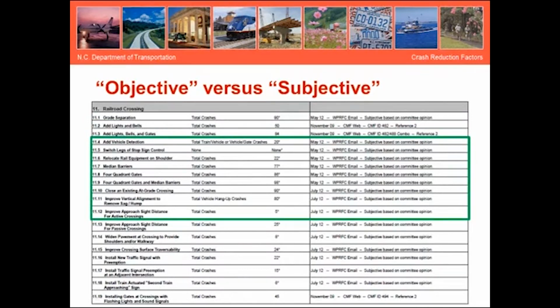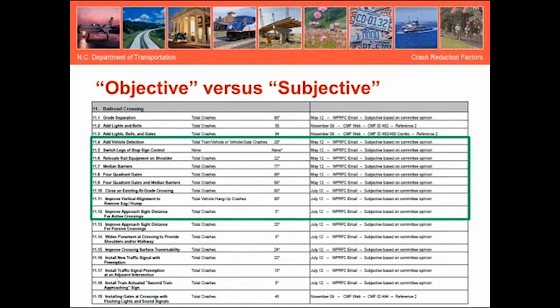And if you look at these next ones that I've highlighted, these all have a star beside them. These are what we call our subjective measures. We have to have a crash reduction factor to be able to move forward with our benefit cost sheet. So let's just take median barriers at a crossing, 11.7. We all voted on that as a committee and had a discussion.